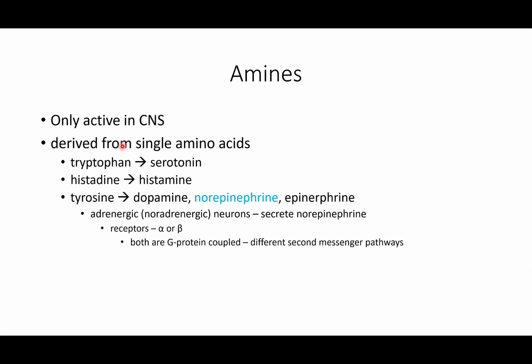Some of these single amino acids include tryptophan, which gets produced into serotonin. Histidine can get produced into histamine. And then the big one that we'll probably follow most is our tyrosine amines. So tyrosine is utilized to make dopamine, norepinephrine, and epinephrine. And while we'll talk about dopamine, for most of the semester we'll be focusing on pathways that utilize norepinephrine and epinephrine.